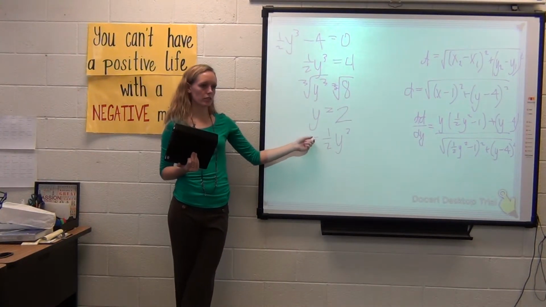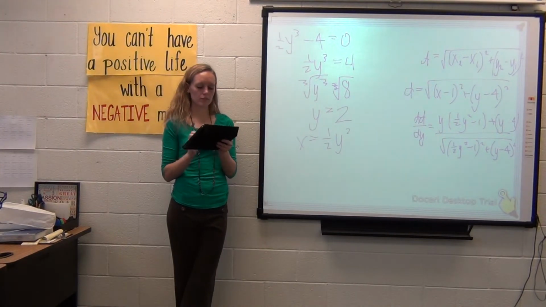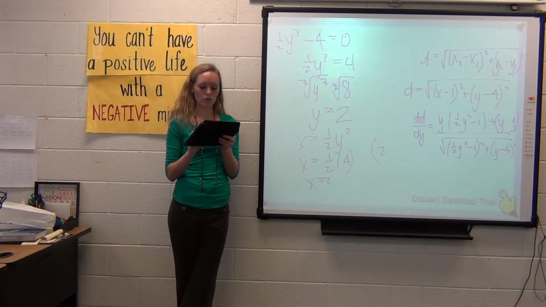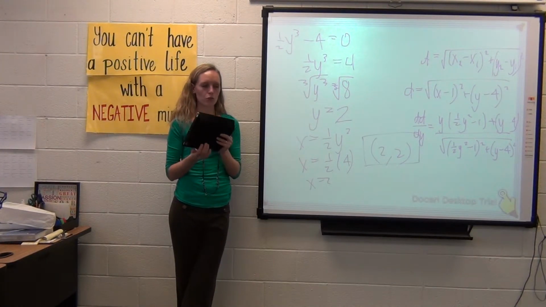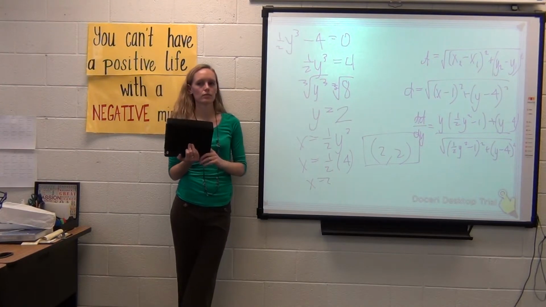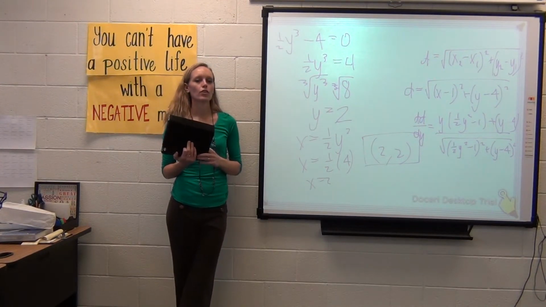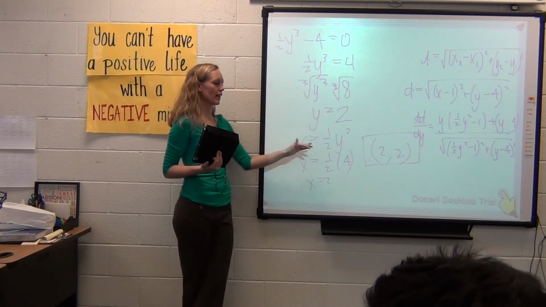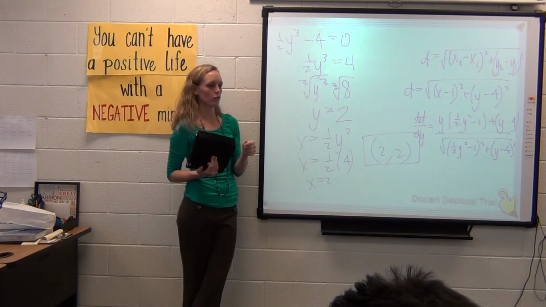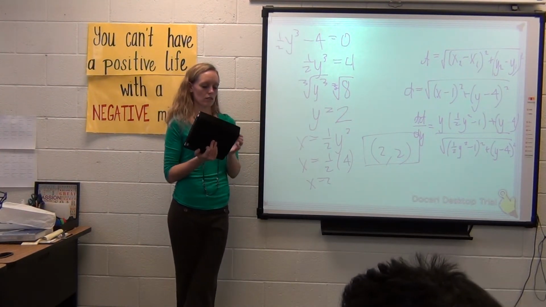This came from our equation. Plug stuff in. So 1/2 times 4, x equals 2. So this point (2, 2), what did I just find? The closest point to (1, 4). The closest point on that sideways parabola to (1, 4).